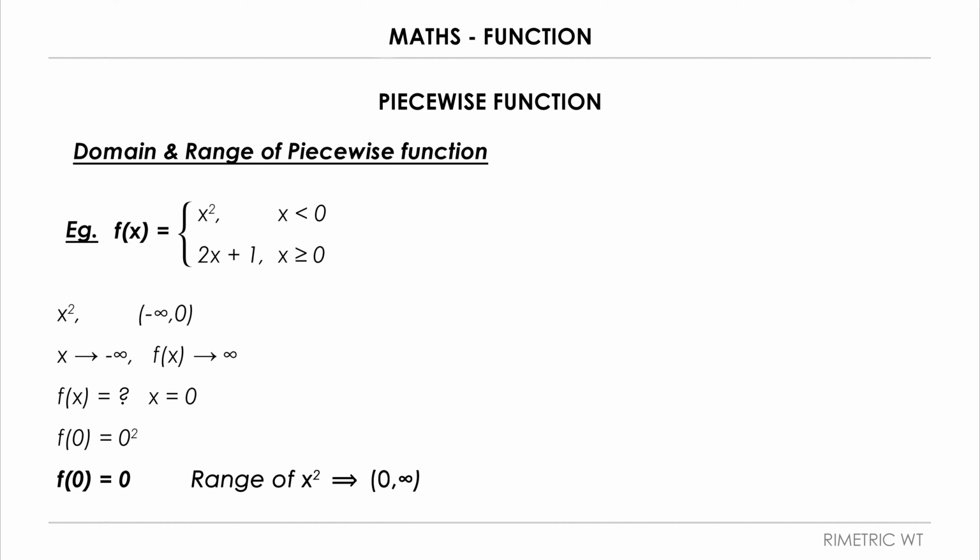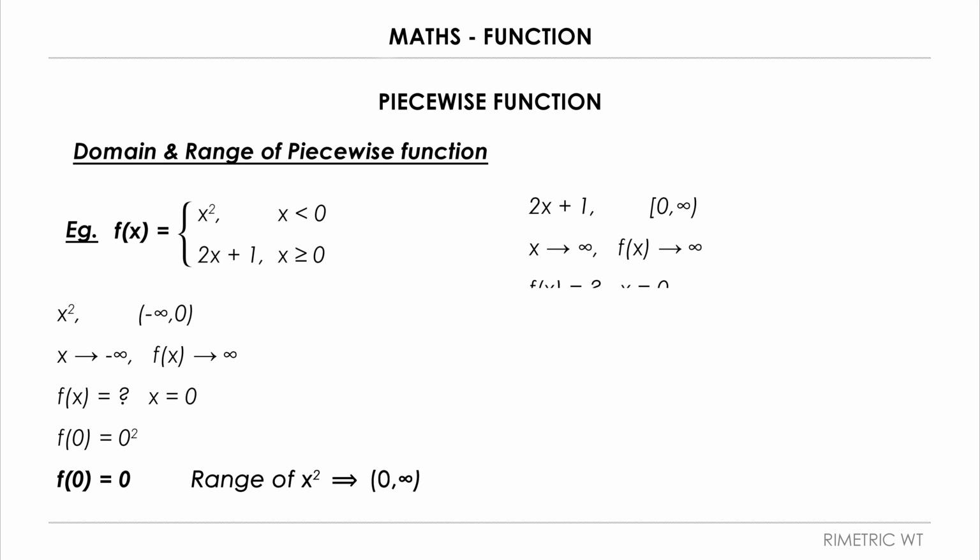The second range will be the range of the linear function on the interval from 0 to infinity. Since the function is linear in this interval, we know the graph will be an increasing line because the coefficient of x, which is 2, is positive. So as x approaches infinity, f of x also approaches infinity.